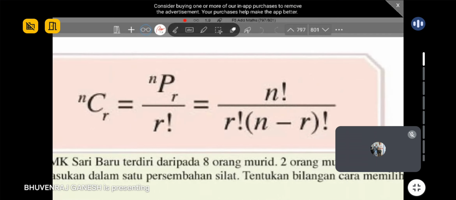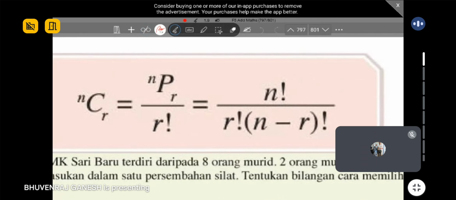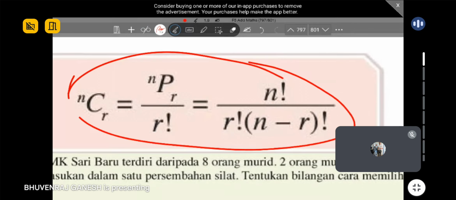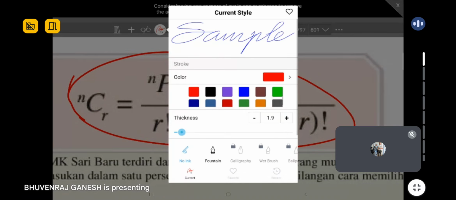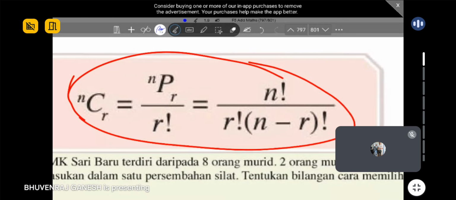Okay, guys. So for combination, this is your formula. Rumus untuk gabungan. Okay, guys. Can anyone tell me what is the major difference in this formula compared to permutation? Apa yang berbeza rumus ni berbanding dengan rumus pilih atur? Siapa boleh nampak? Apa yang menyebabkan dia berbeza? Sebab dia nampak sama kan, rumus pilih atur dan gabungan. Tapi apa yang berbeza kat sini? Siapa tahu?